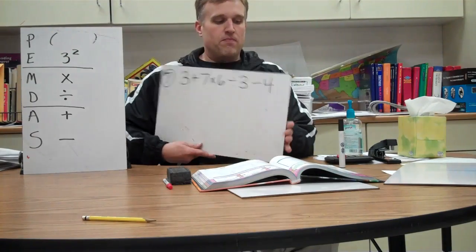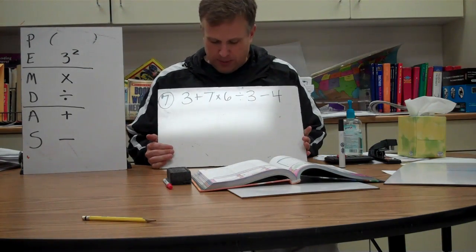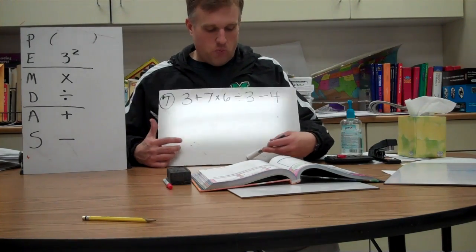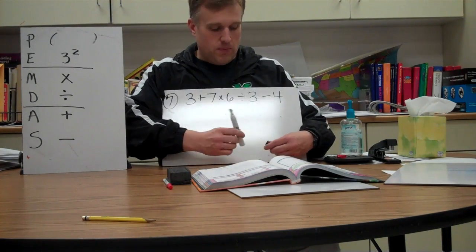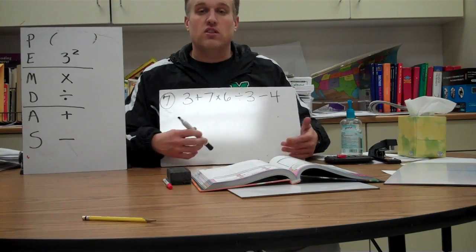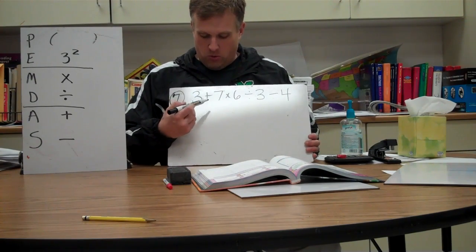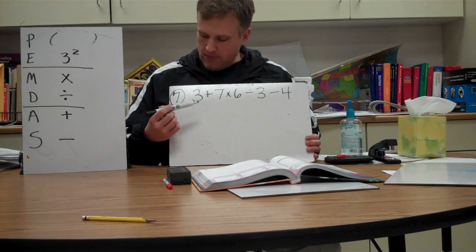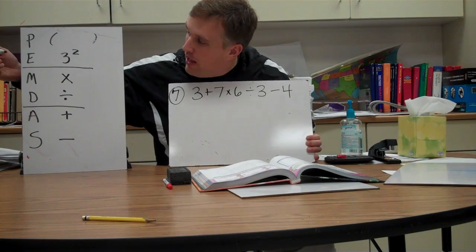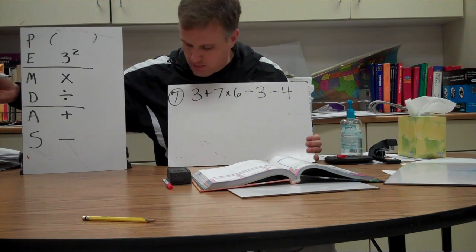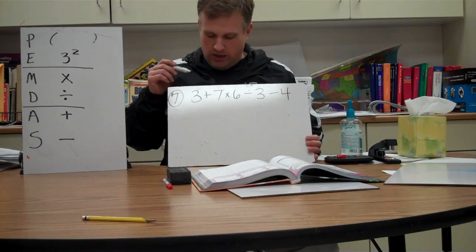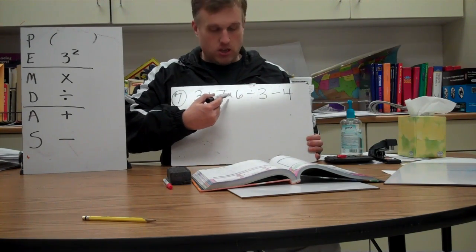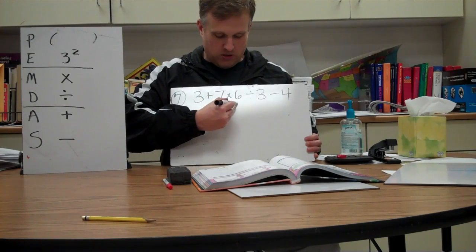Okay, number 7 is 3 plus 7 times 6 divided by 3 minus 4. Now, for tonight's homework, you can use a matrix if you need to for some of the addition and multiplication and division. So, we have 3 plus 7 times 6 divided by 3 minus 4. Okay? So, I have no parentheses in this problem. I have no exponents. I do have multiplication, and I do have division.